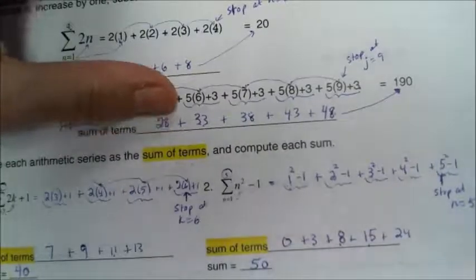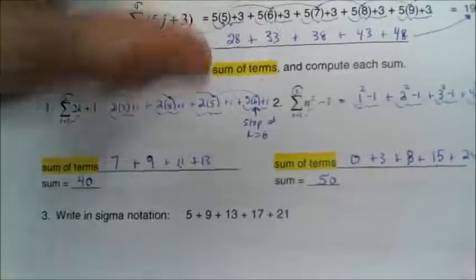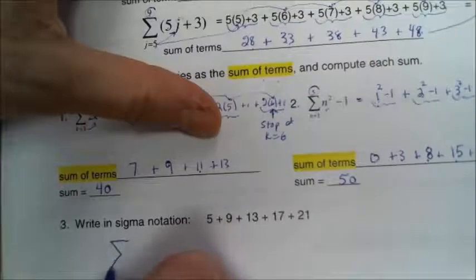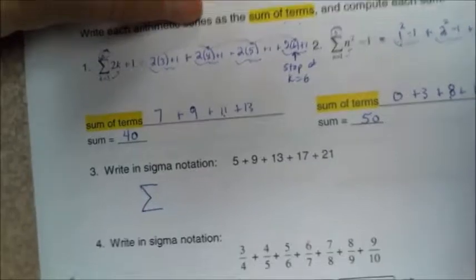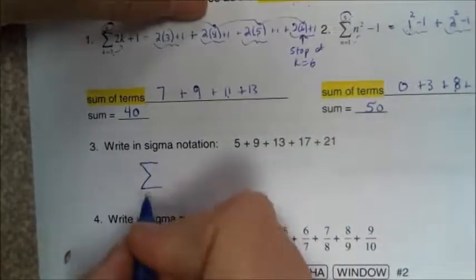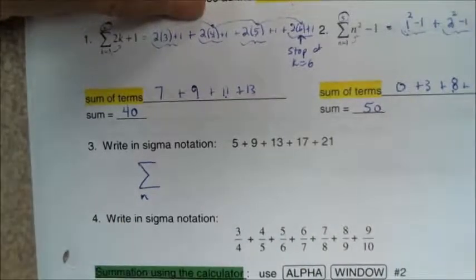Next, now we have to write in sigma notation. Now this is a little bit trickier. Well, if you write it in sigma notation, you have to write a sigma. So there is your sigma first of all. Then you're going to decide what letter to use as an index. It doesn't matter what letter you use. Let's say we're going to use the letter N.